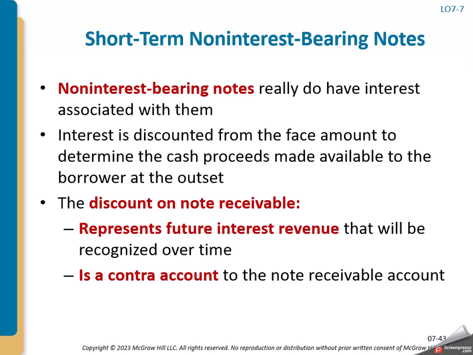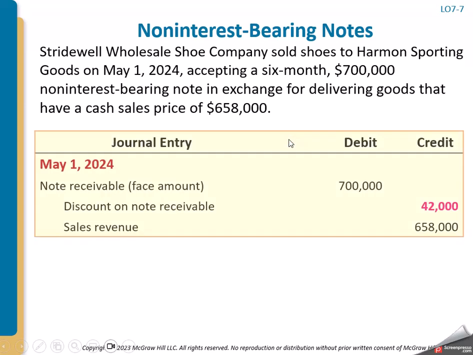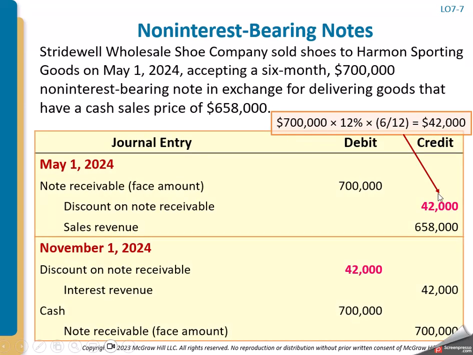Non-interest bearing notes normally do have interest associated with them. It's just not a stated amount. So this one goes into discounting or the time value of money, to say how much are we getting at the end, and then we'll infer some interest. So if we accept a $700,000 note for goods that normally have a sales price of $658,000, there's an inferred amount of interest of $42,000, and we'll record that as a discount.